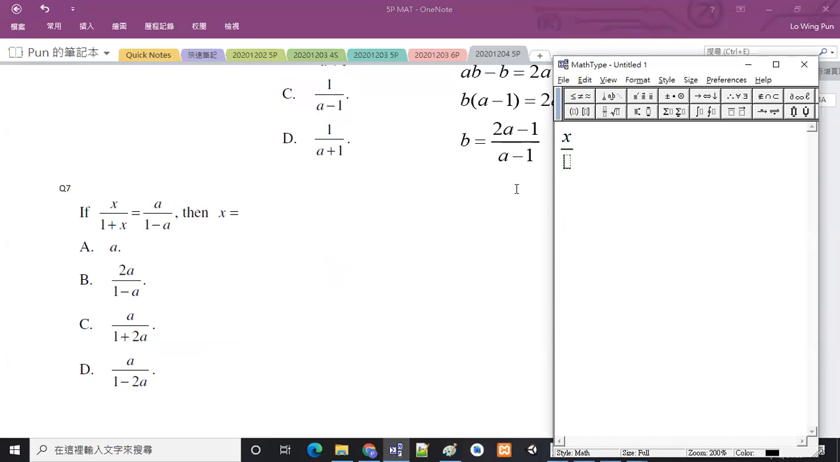So if x over 1 plus x is equal to a over 1 minus a, and we want to change the subject to x. At this time, the left-hand side is just one single fraction. The right-hand side is also just one single fraction. So we may multiply the denominator to the opposite sides. The 1 minus a should be multiplied to the left-hand side, along with the x. And then the 1 plus x should be multiplied to the right-hand side.